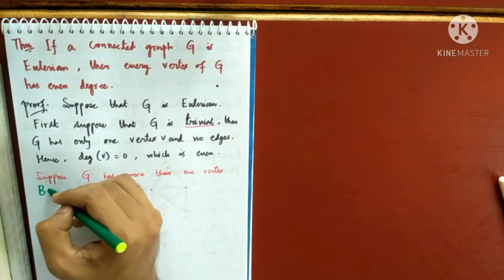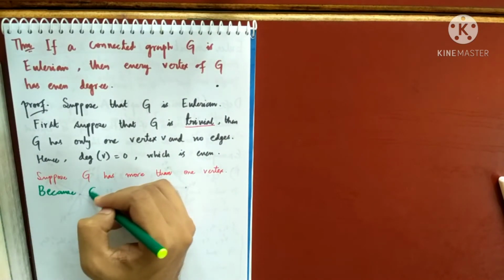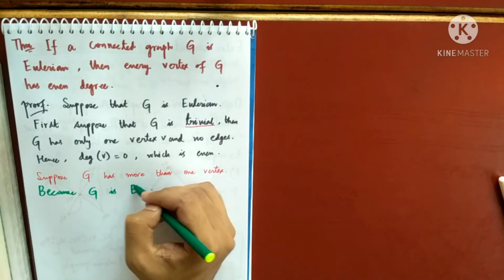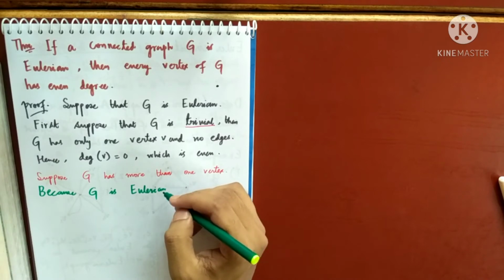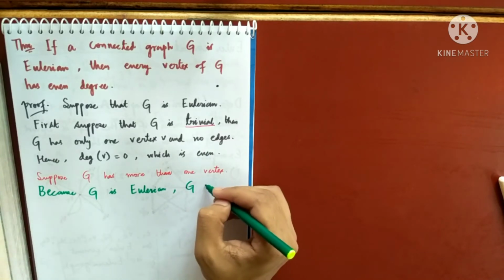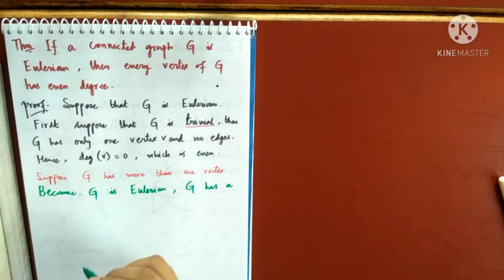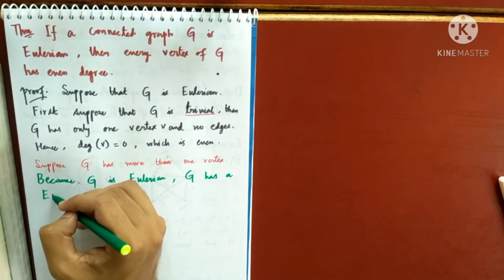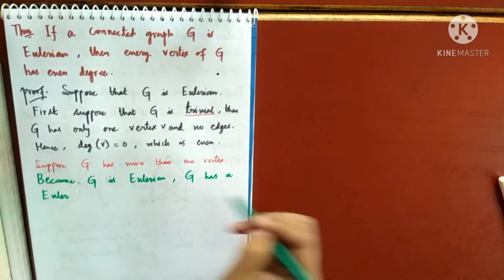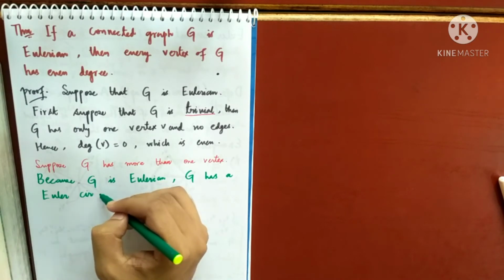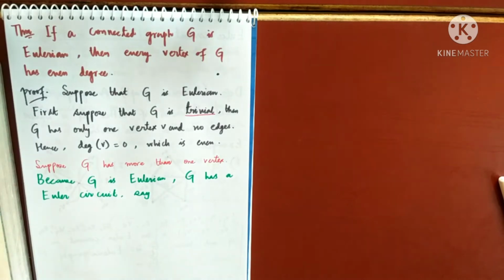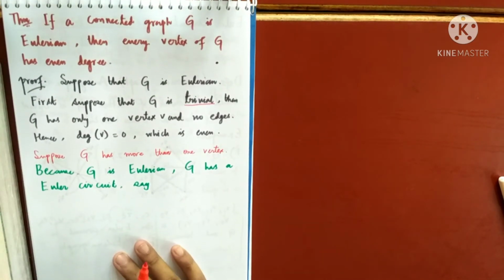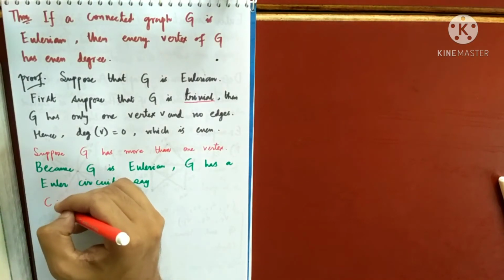Because G is Eulerian according to the hypothesis, G has some Euler circuit. There can be many Euler circuits, may not be unique. So G has an Euler circuit. Suppose one Euler circuit you take like this. Say G has this Euler circuit. I'm calling this Euler circuit C.